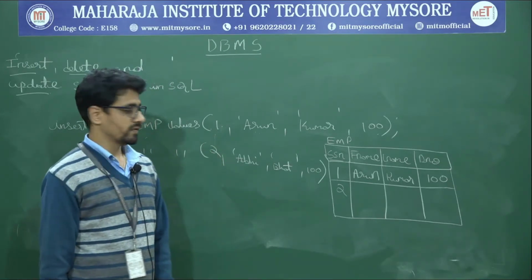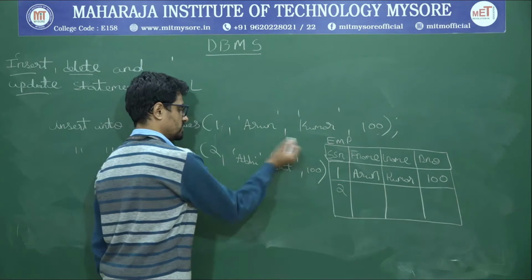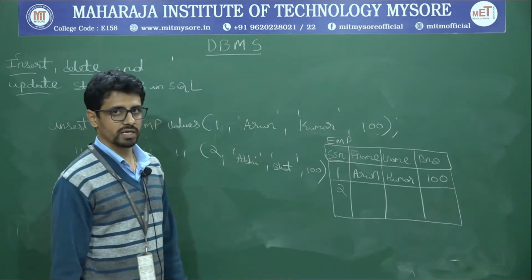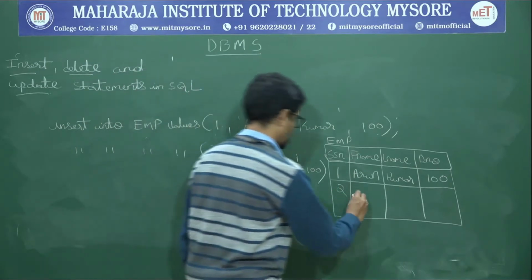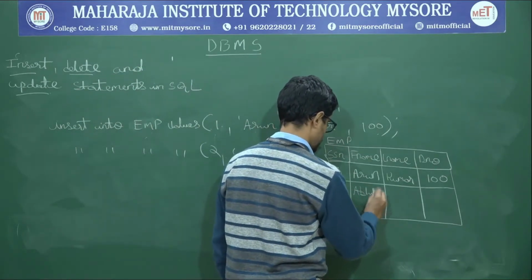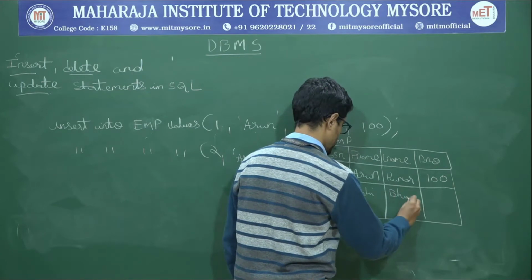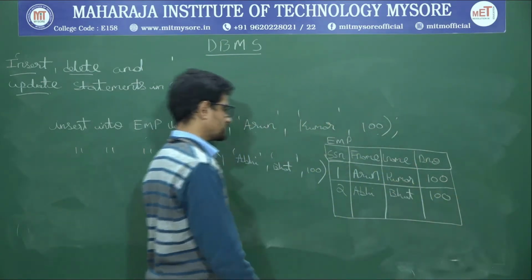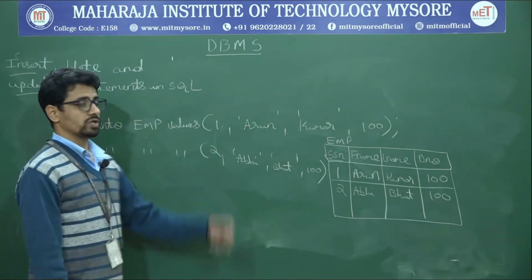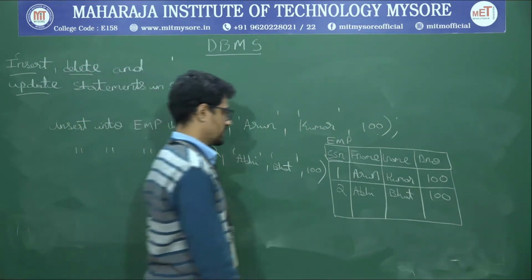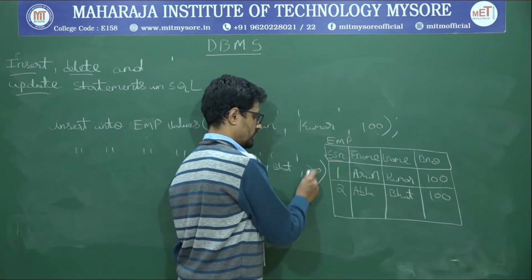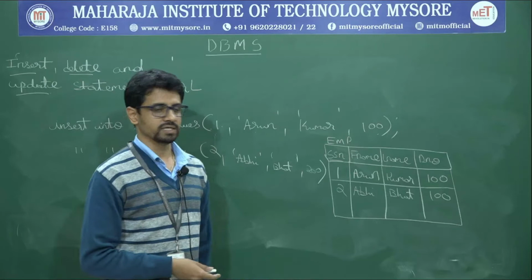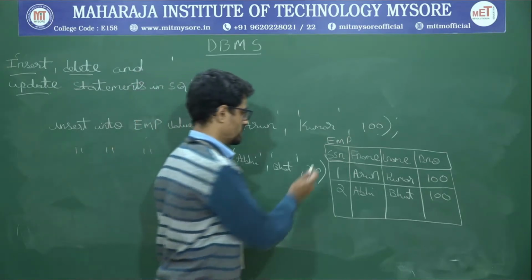Now if I leave out any of these names, it will violate the not null constraint. So you cannot leave out any of these. It might also violate the foreign key constraint if you insert a value like 200 here, which is not present in your department table as a primary key. Then again it is a violation, because we have given the foreign key constraint.